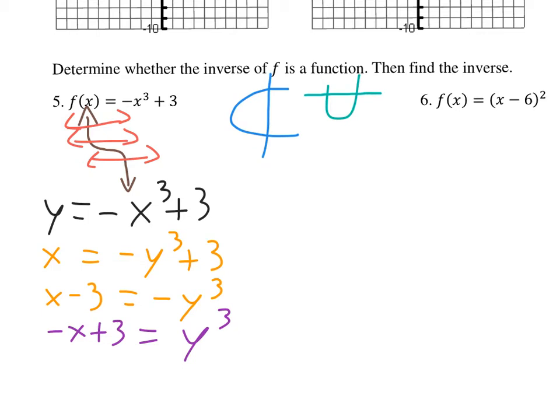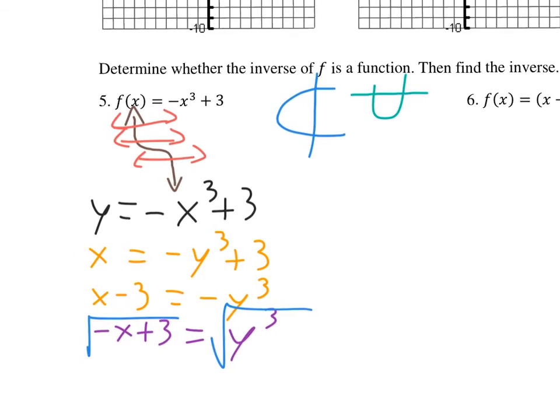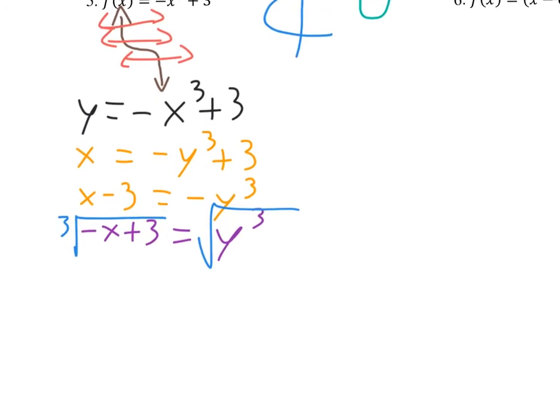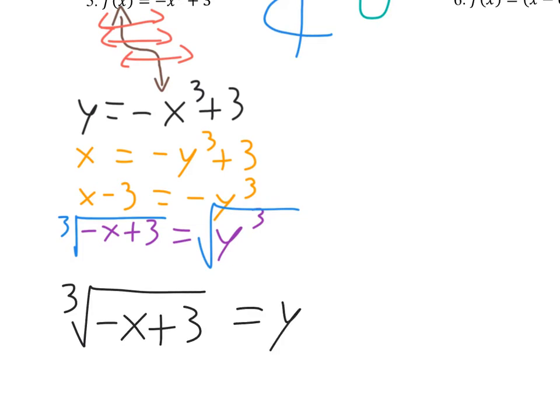How do we get rid of that third power? Well, we take the cube root of everything. So that gives us as our final answer the cube root of negative x plus 3 is equal to y. That is our inverse.